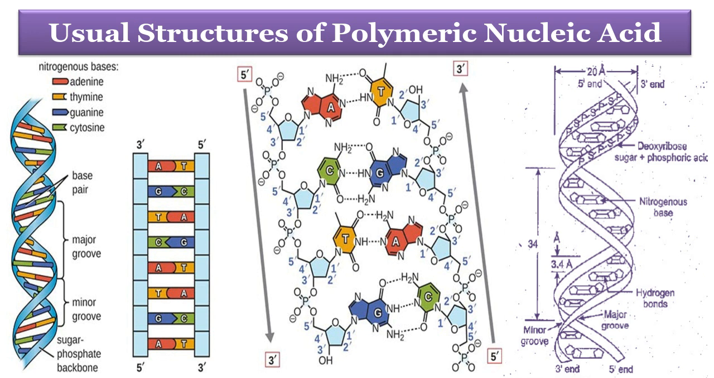It has diameter of 20 angstrom. It shows the presence of major and minor grooves. One helical turn of DNA accounts for 34 angstrom, and there are approximately 10 nucleotide base pairs in one helical turn. So distance between two nucleotide base pairs is 3.4 angstrom.